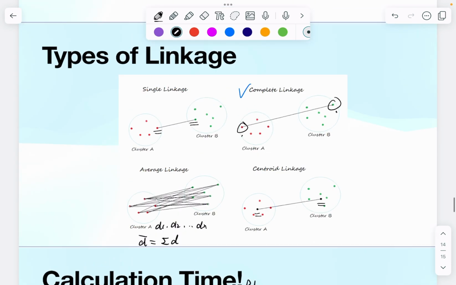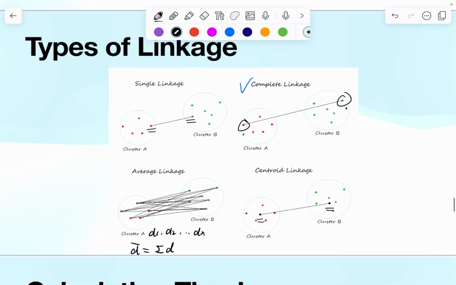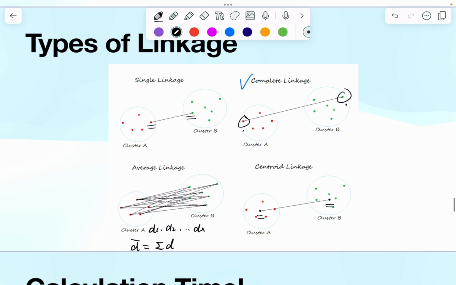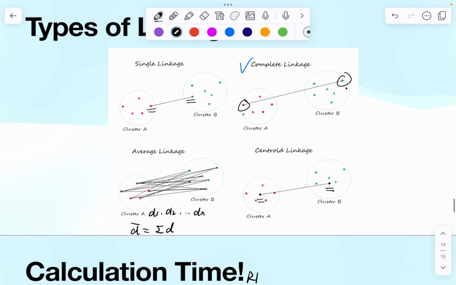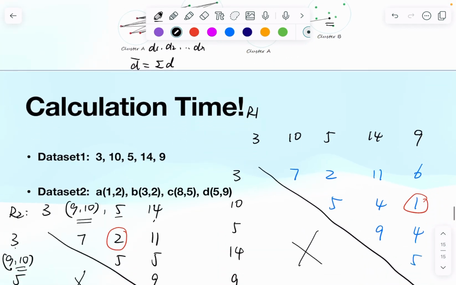Actually, there is no certain standard like which linkage you need to use, or what kind of distance calculation method you need to use. And you just need to compare different results and finally to see which one is the ideal one.